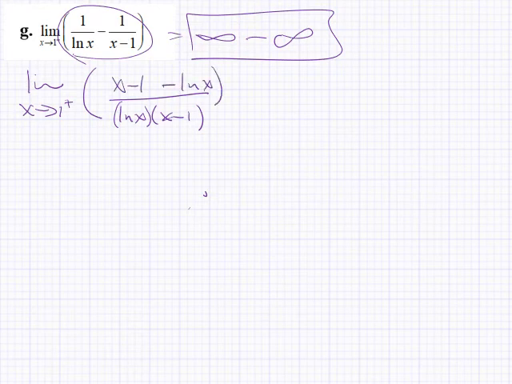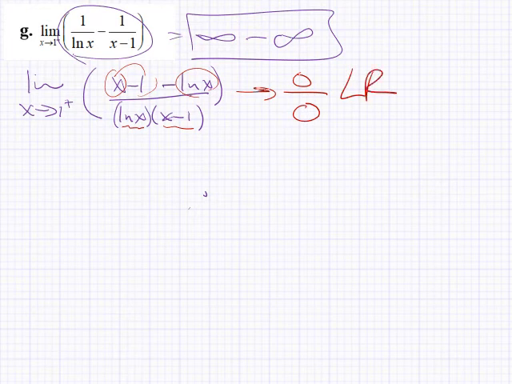Now look at what happens here. As x is close to 1, this is getting close to 1, this is 1, this is getting closer and closer to 0, so 1 minus 0, 0 in the top. Denominator, this is getting closer and closer to 0, this is getting closer and closer to 0, so 0. Now we're in a quotient indeterminate form, so now we're ready for L'Hopital's rule.